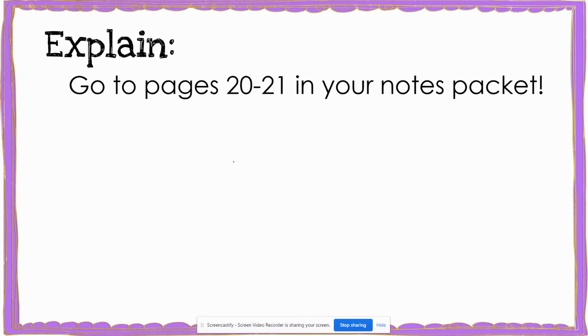Today we're going to learn how to solve systems of equations using the elimination method. You should be on page 20 in your notes packet.